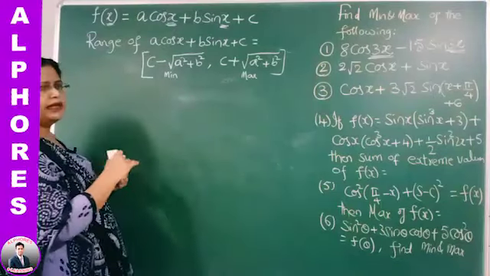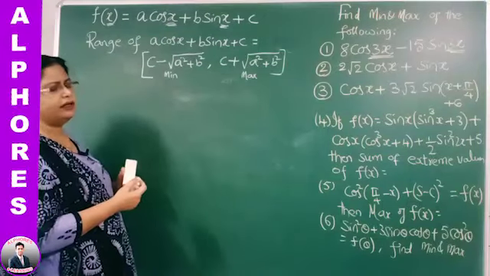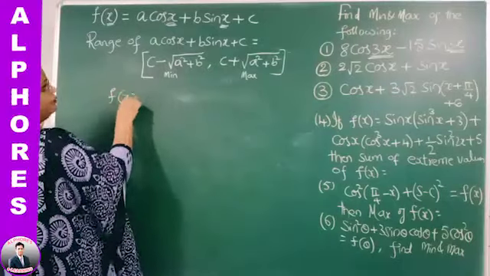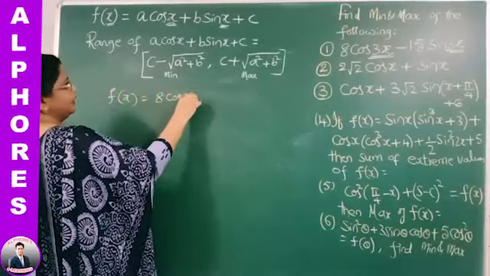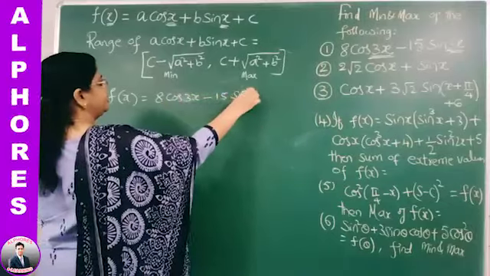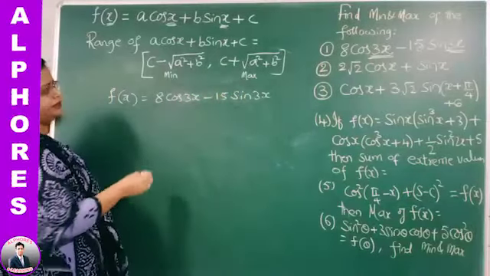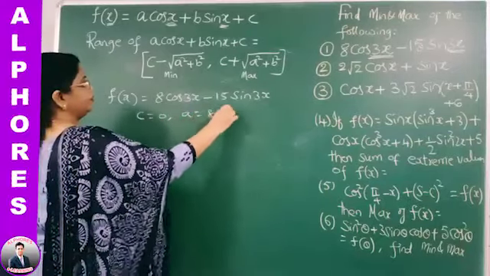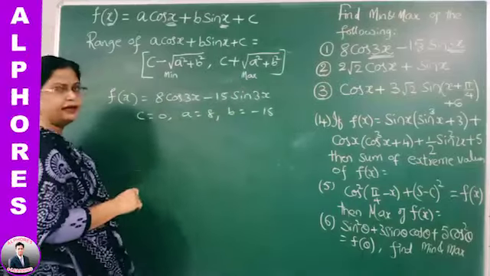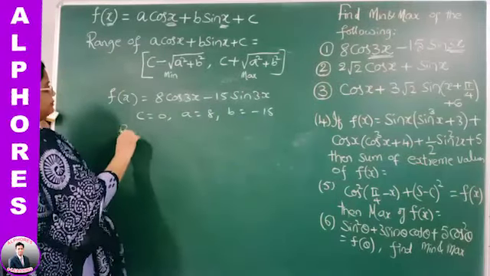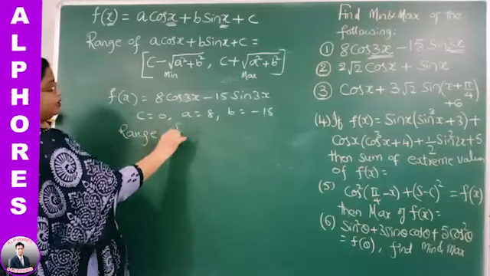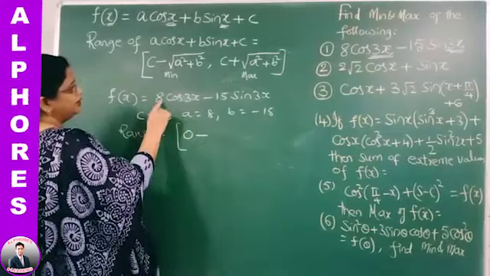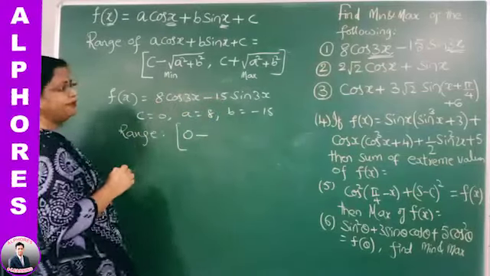Now, a and b you can take anyway because you are using under root a square plus b square. So, now our problem is f of x is 8 cos 3x minus 15 sin 3x, right? And now how can we make use of it? Here c is absent, that means c value is 0, a equal to 8 and b equal to minus 15, right? And now the minimum value or maximum value, directly you can write, range is nothing but the closed interval c minus, 0 minus, and of course all of you are aware of this 8 and 15 combination.